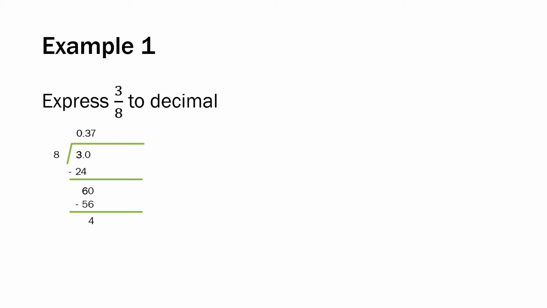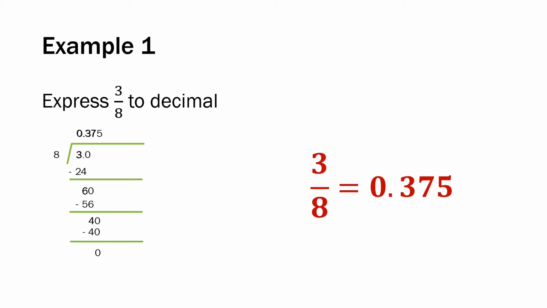Now, 4 cannot be divided by 8, so you need to have another 0. So 40 divided by 8, that will be 5. 5 times 8, that will be 40. Getting the difference, and that will be 0. Now, in concluding, 3/8 is equal to 375 thousandths, or others might read that as 0.375.